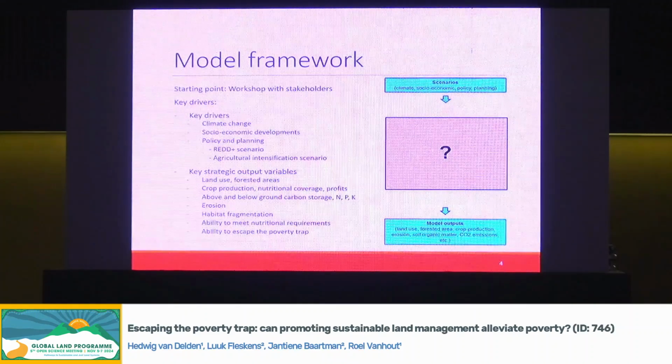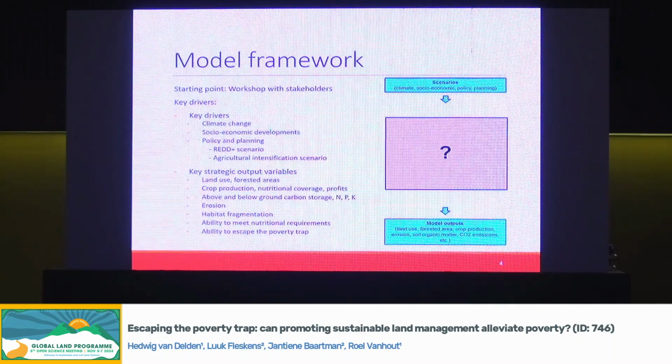We started off with doing a workshop, and we discussed what should be the inputs and the outputs of the modeling. So key drivers, both climate change, socio-economic developments, and then key strategic output variables across land use, but also crop-related, nutritional value, erosion, environmental issues, and the ability to meet nutritional requirements, and the ability to escape the poverty trap. To make sure the system was relevant for policy and planning, as part of the drivers, we looked at different plans relevant for them, if we could model those and get some extra drivers based on those planning documents and discussions with national policymakers.